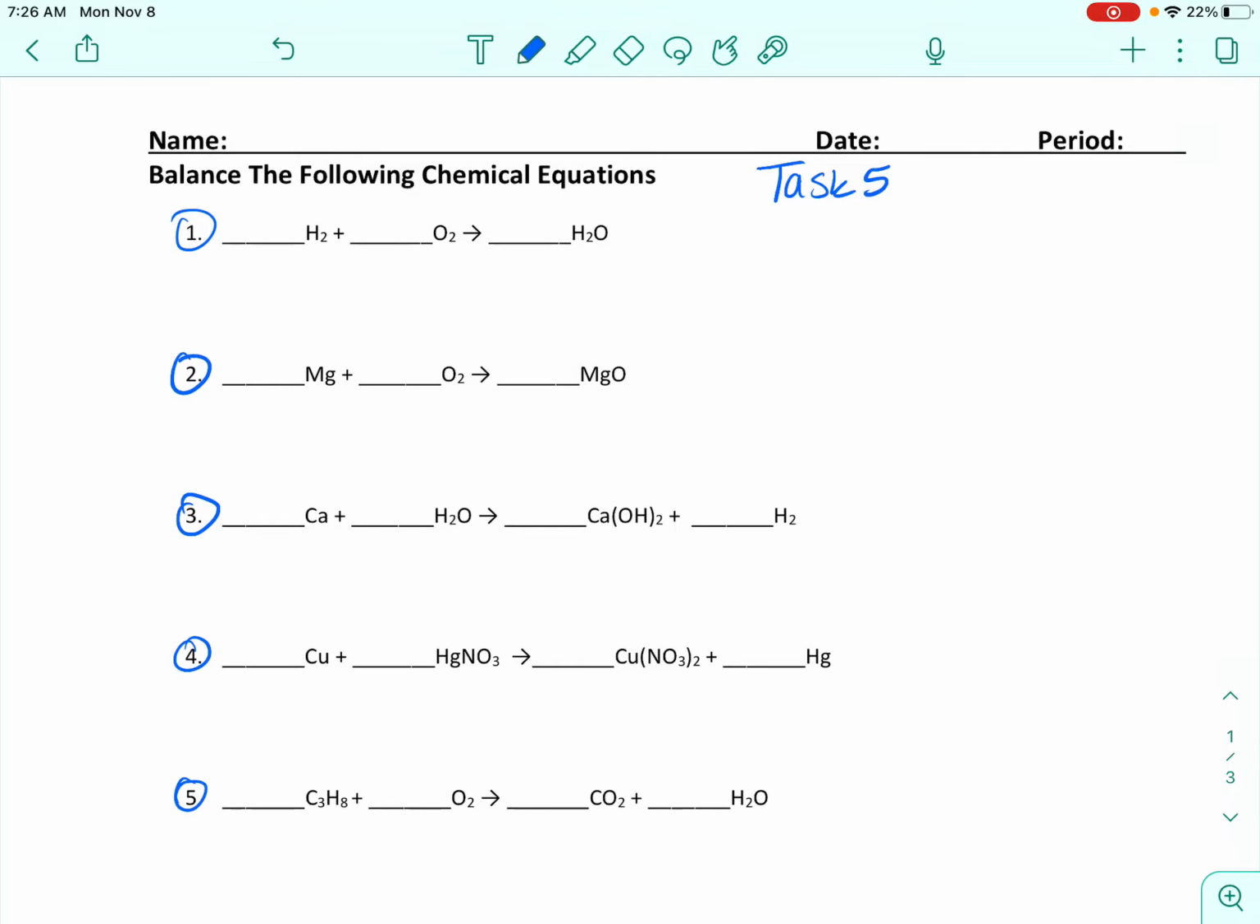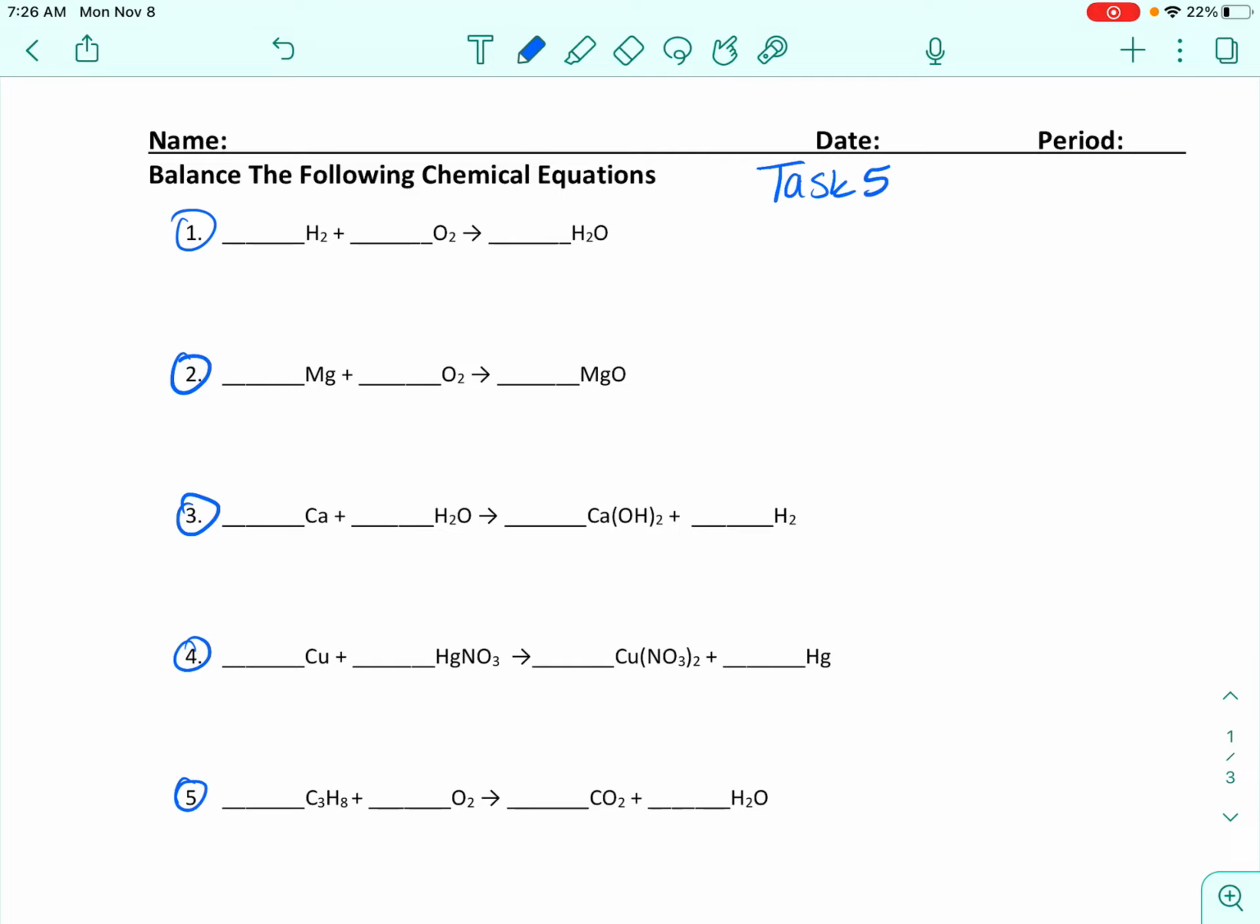Okay, so here's task 5. Previously in task 4, I showed you how to balance equations using models and drawing them. You can certainly continue to do that, but I'm going to show you a couple of mathematic ways as well.